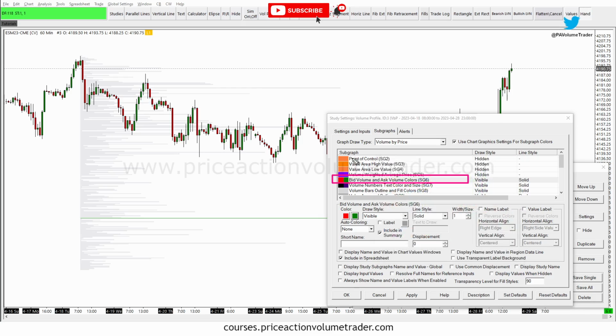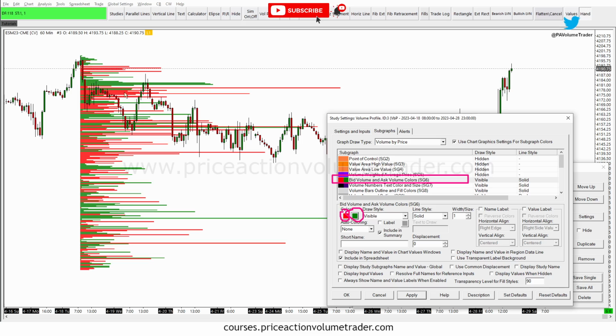Because obviously, like I said, if you're hitting the bid, that means you're aggressive sellers just looking to market short, so it's red. And if you're lifting the ask or the offer, you're aggressive buyers market longing, so you're green. And once I hit apply, there you have it. Now that is your delta volume profile.